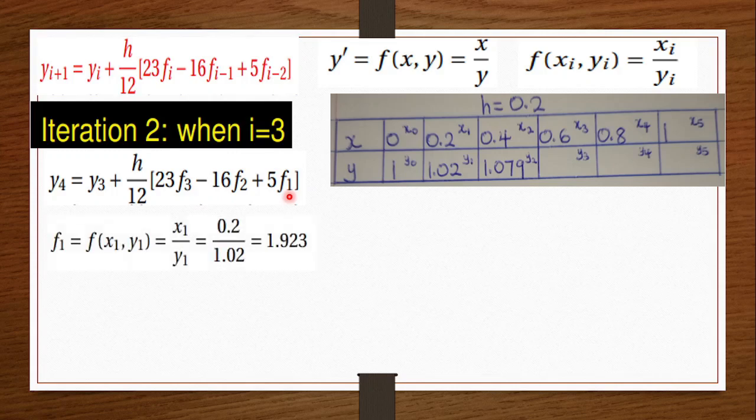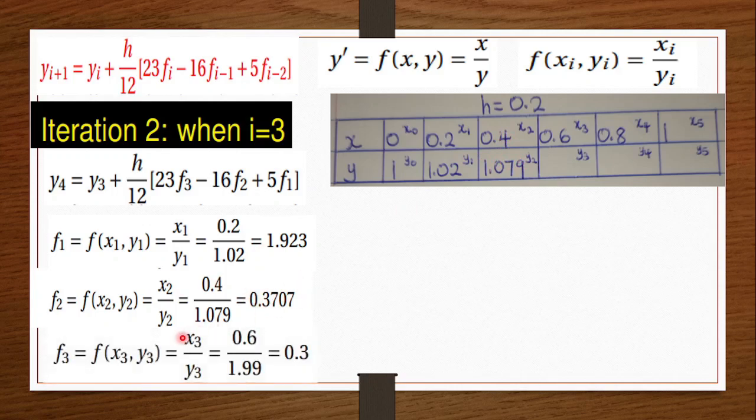So for f1, we know that x1 divided by y1 is going to be 0.2 divided by 1.02. So we have it over here, these values here. We divide them and then we have 1.923. And again, for f2, we are going to divide 0.4 divided by 1.079. We are going to have the value for f2.